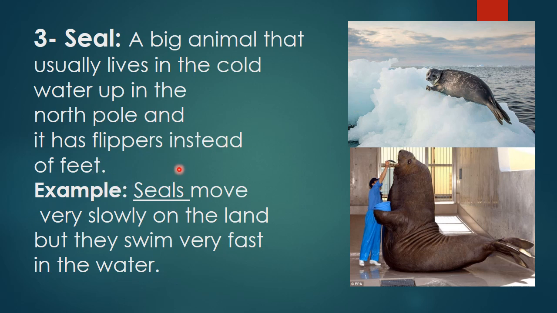Okay, let's use seal in a sentence. Seals move very slowly on the land because they don't have feet, but they swim very fast in the water because they have flippers. Okay, so as you see, it's very big, it has flippers, it moves very slowly on land, but in the sea, in the water, it swims very quickly.